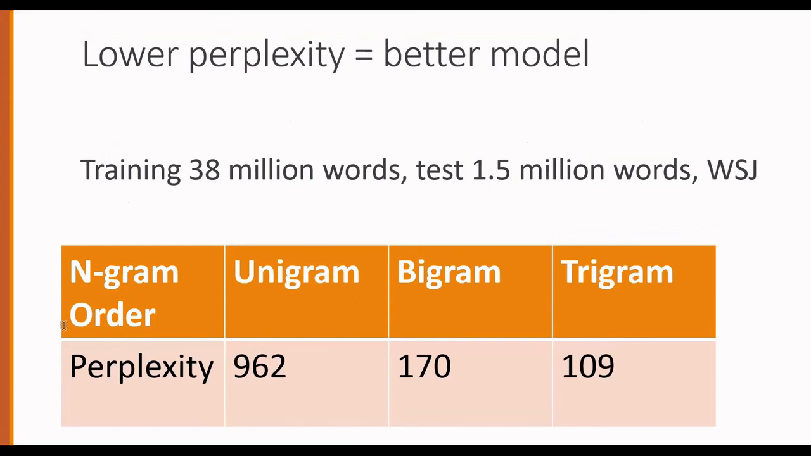Finally, let's look at an example of how perplexity can be used to compare different n-gram models. We trained unigram, bigram, and trigram models on 38 million words from the Wall Street Journal using a 19,979 word vocabulary. Then we computed the perplexity of each of these models on a test set of 1.5 million words. The table shown here gives the perplexity on the 1.5 million words in the test set. So as you can see, the more information the n-gram gives us about the word sequence, the lower is the perplexity.